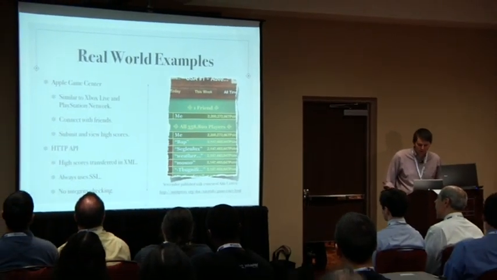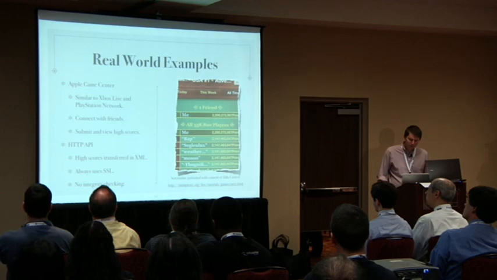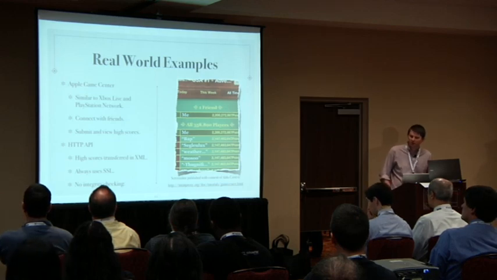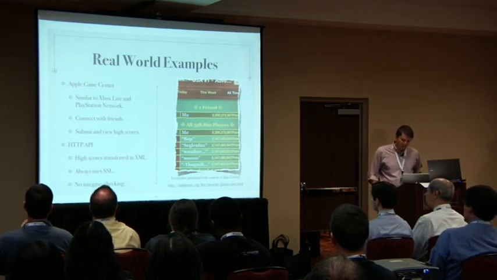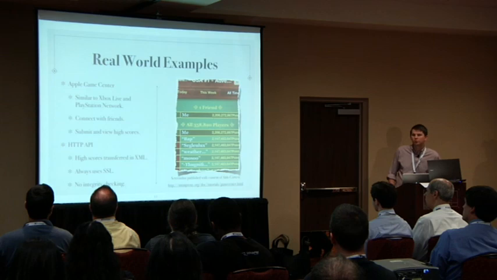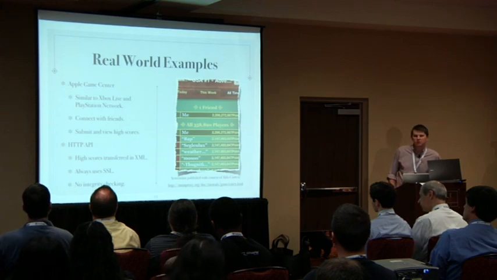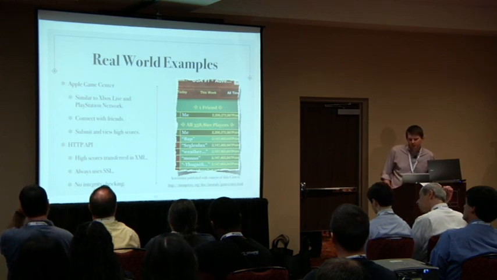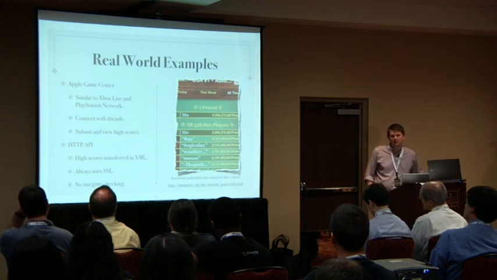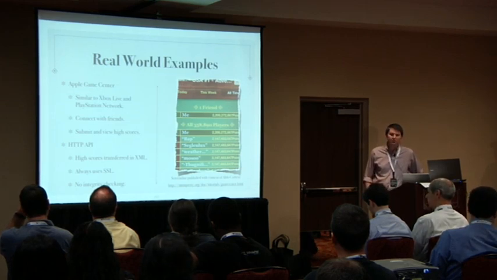And the third example is Apple's Game Center. And I think this is the best example, and in fact, it's what our demonstration is based on today. Game Center is similar to Xbox Live or PlayStation Network. It's a social gaming platform. You can connect with friends. When you play games, you can see what games your friends are playing, and then you can submit and view high scores, and you can see who has the all-time highest score, who has the highest score this week, who has the highest score on level 10, and all that. And this operates over an HTTP API.